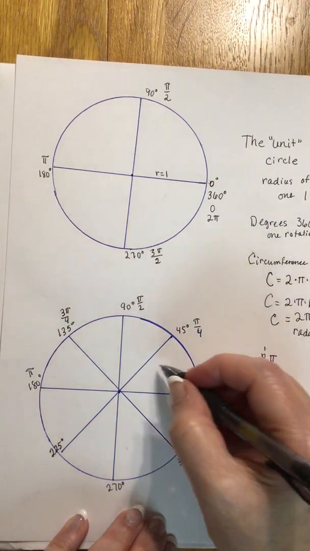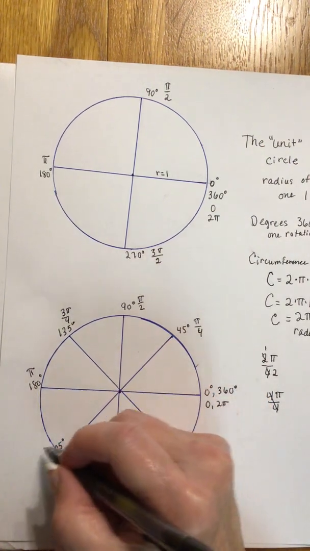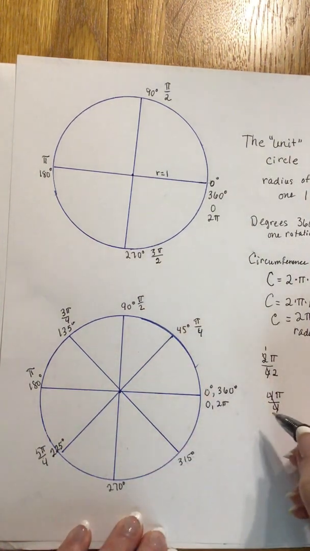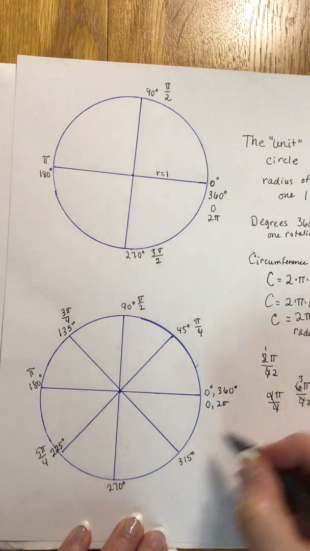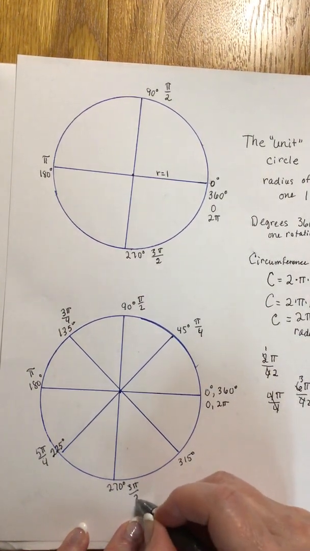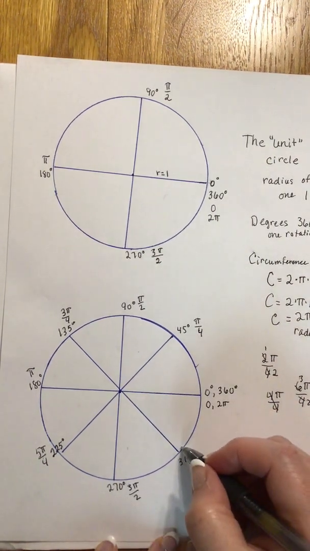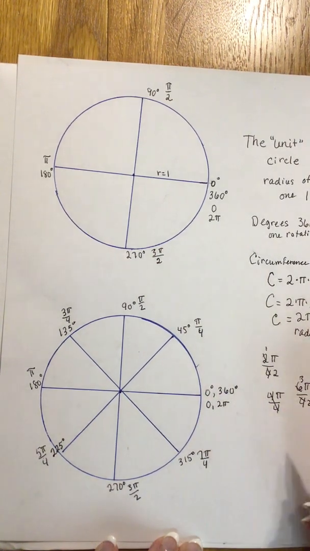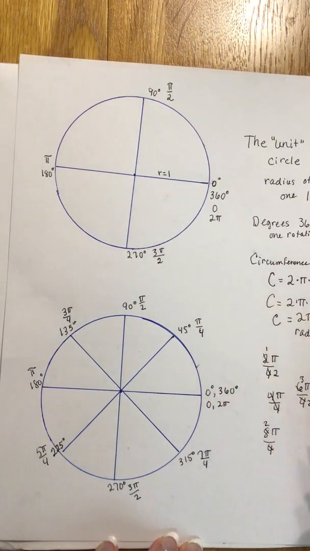So we continue counting. 1 pi over 4, 2 pi over 4, 3 pi over 4, 4 pi over 4. So this one's going to be 5 pi over 4, 6 pi over 4. So if I have 6 pi over 4, 2 will go into each one of them, so we get a 2 and a 3. So this is 3 pi over 2. So we have 3, this was 6 pi over 4, so this is 7 pi over 4. And this is 8 pi over 4, but 8 pi over 4 just reduces down to 2 pi.